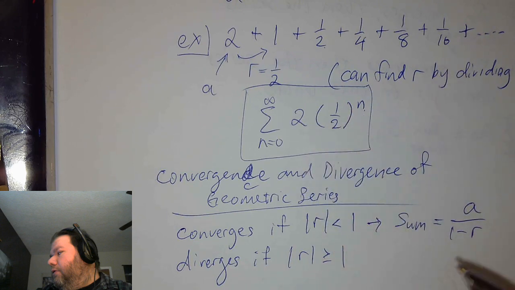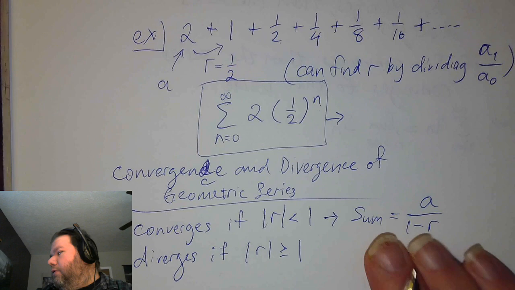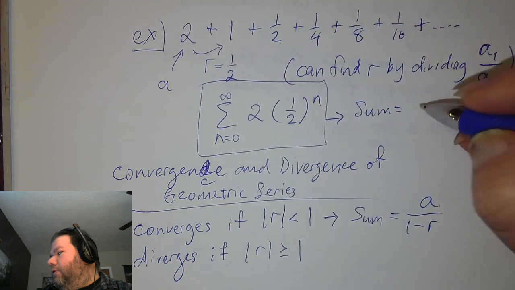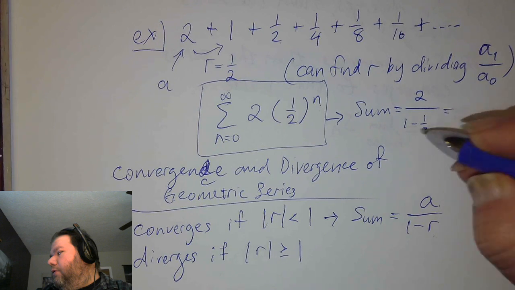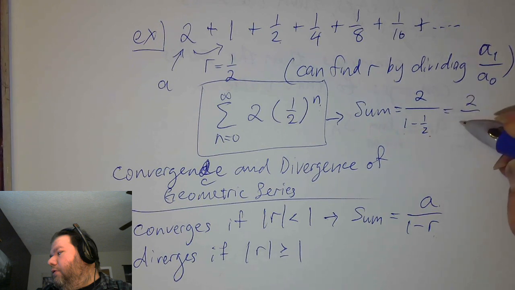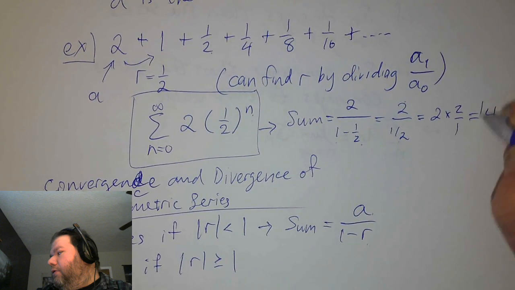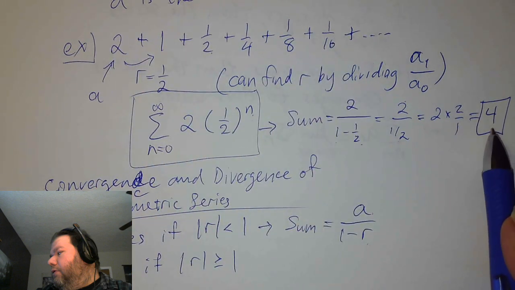Now we can also find the sum based on this formula. So A is 2, R is 1/2, so 1 minus 1/2 is 1/2, and 2 divided by 1/2 is 2 times 2 over 1, which means we have a sum of 4. And what that means is that all of these numbers added together will equal 4.